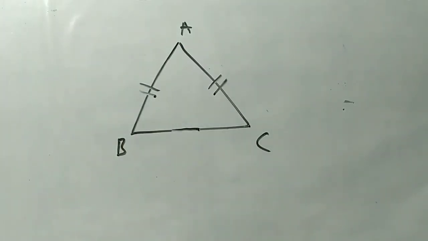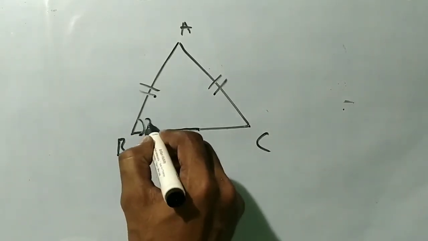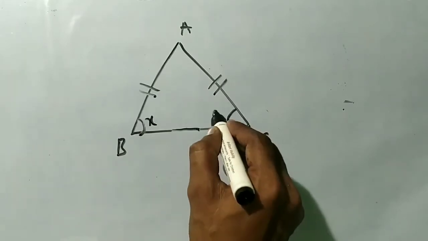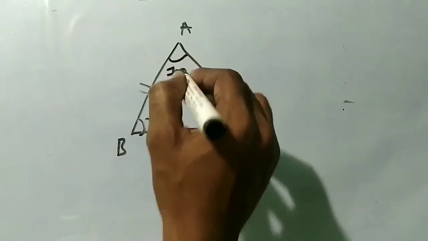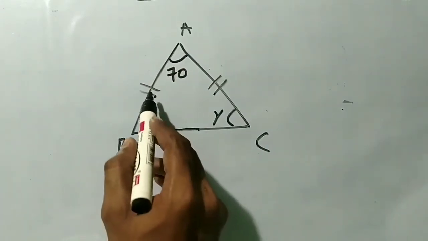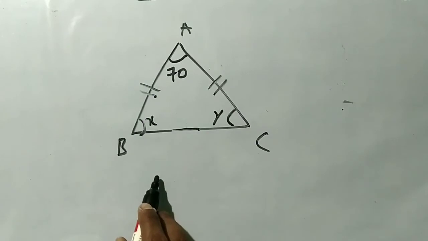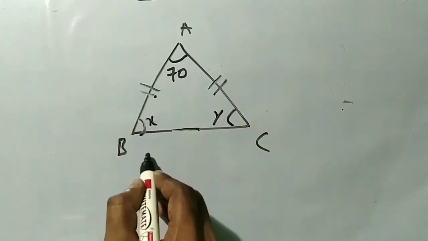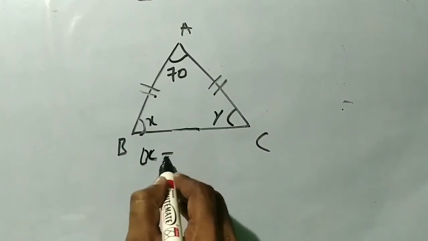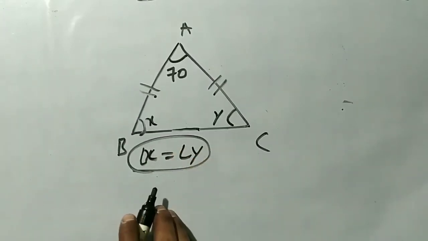Let's go through it. The first bit is angle B equal to x, angle C equal to y, and 70. And here the one thing is, equal sides create equal angles. So here angle x is equal to angle y. This is the point we have to learn.